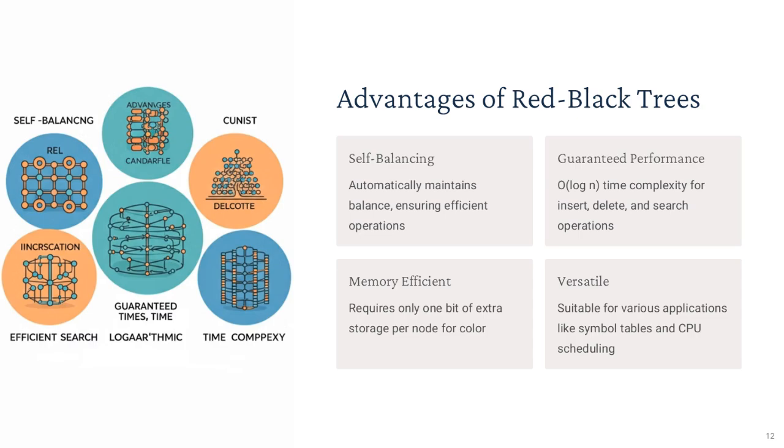Another key advantage is their guaranteed performance. The O(log n) time complexity for basic operations makes red-black trees highly predictable and reliable. Additionally, they are memory efficient, requiring only one extra bit per node to store the color. Their versatility is another strength, as they are suitable for a wide range of applications, including symbol tables, priority queues, and CPU scheduling. These advantages highlight the practical and theoretical significance of red-black trees in computer science.